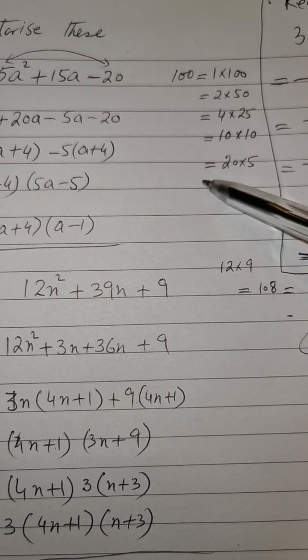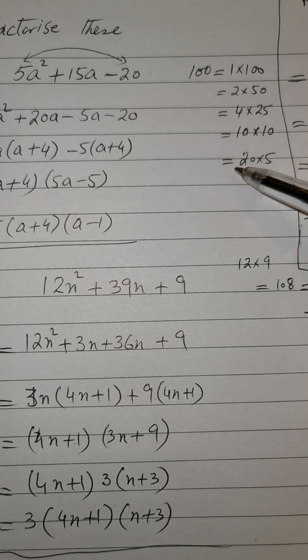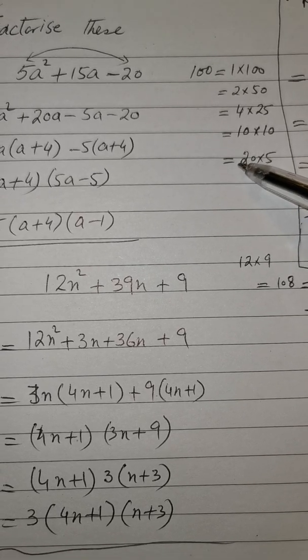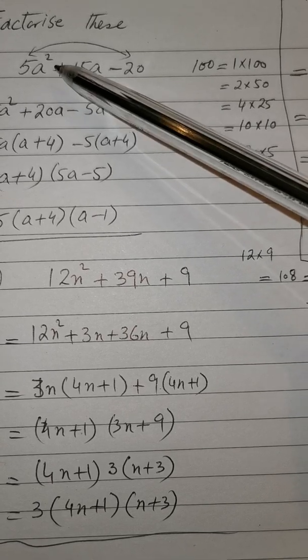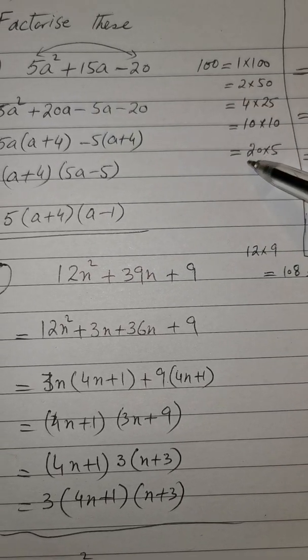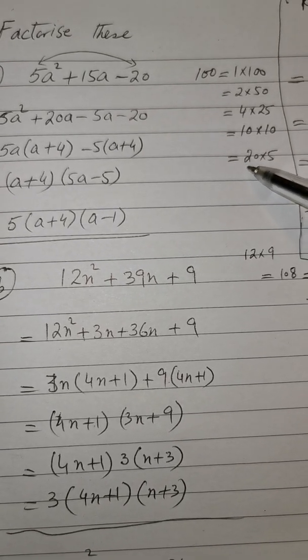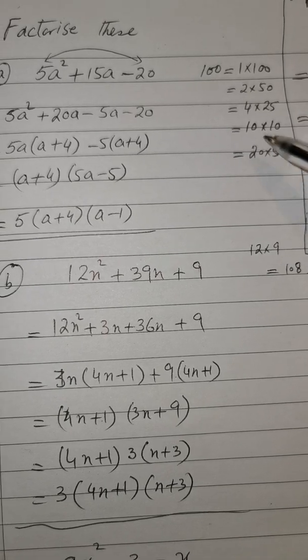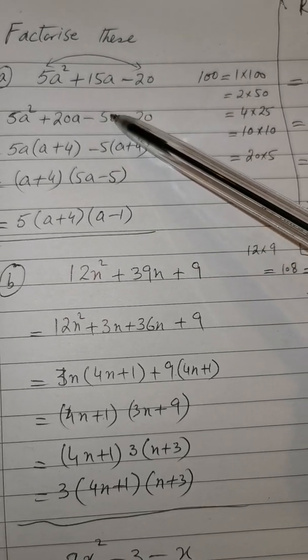When we subtract them, the answer will be 15, and the positive sign will go with the greater value. So the greater value here is 20, so I will write plus 20a minus 5a, right? So in this case 15a is split up.